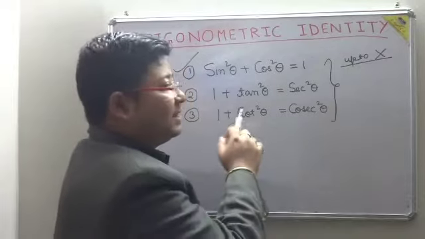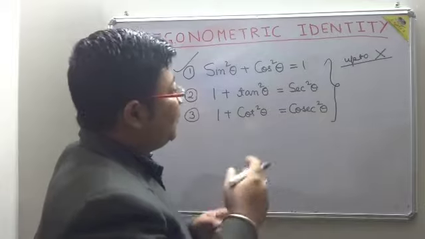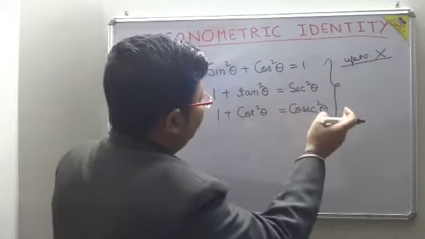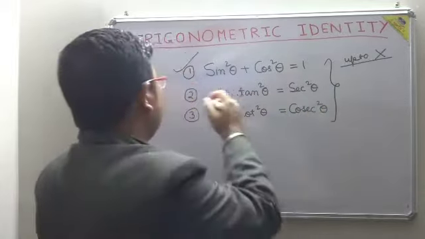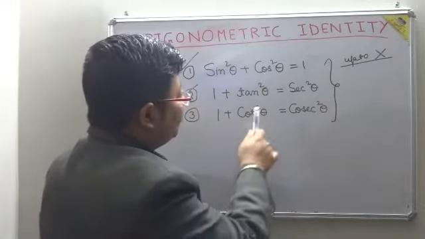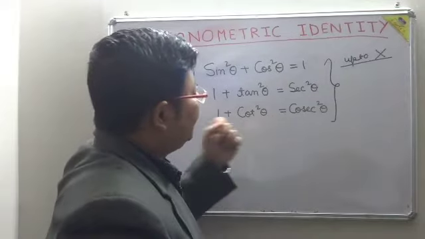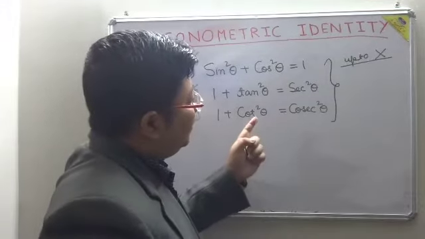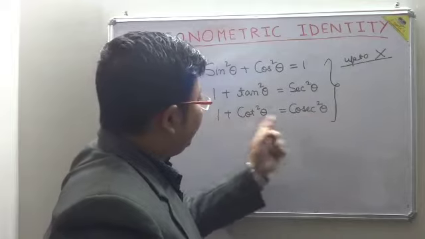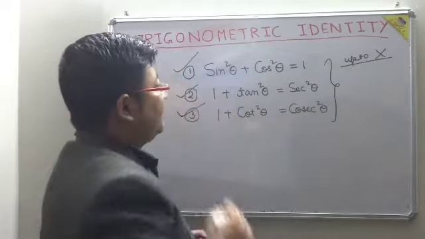Second one is 1 plus tan square theta will be equal to sec square theta. Or otherwise you can remember it this way also, sec square theta minus tan square theta will be equal to 1. This is the second trigonometric identity. And third one is 1 plus cot square theta will be equal to cosec square theta. You can remember it the other way also, cosec square theta minus cot square theta equal to 1. This is the third trigonometric identity.